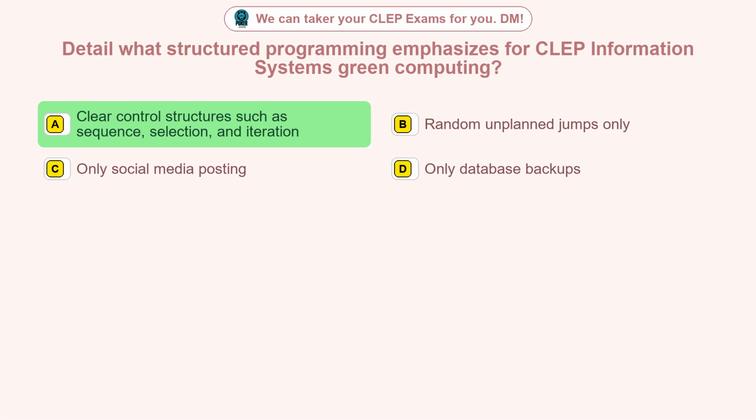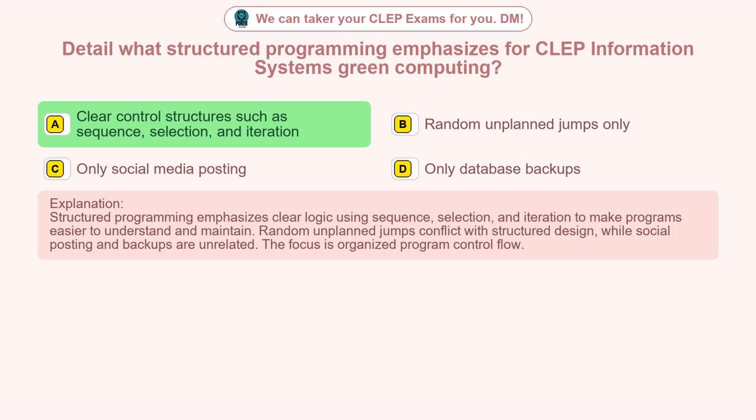The correct answer is option A. Clear control structures such as sequence, selection, and iteration. Structured programming emphasizes clear logic using sequence, selection, and iteration to make programs easier to understand and maintain. Random unplanned jumps conflict with structured design, while social posting and backups are unrelated. The focus is organized program control flow.